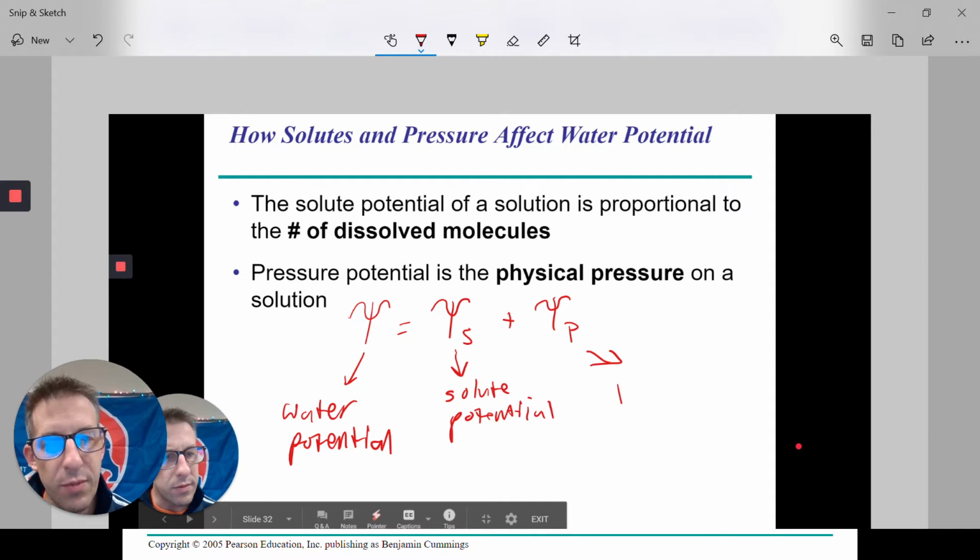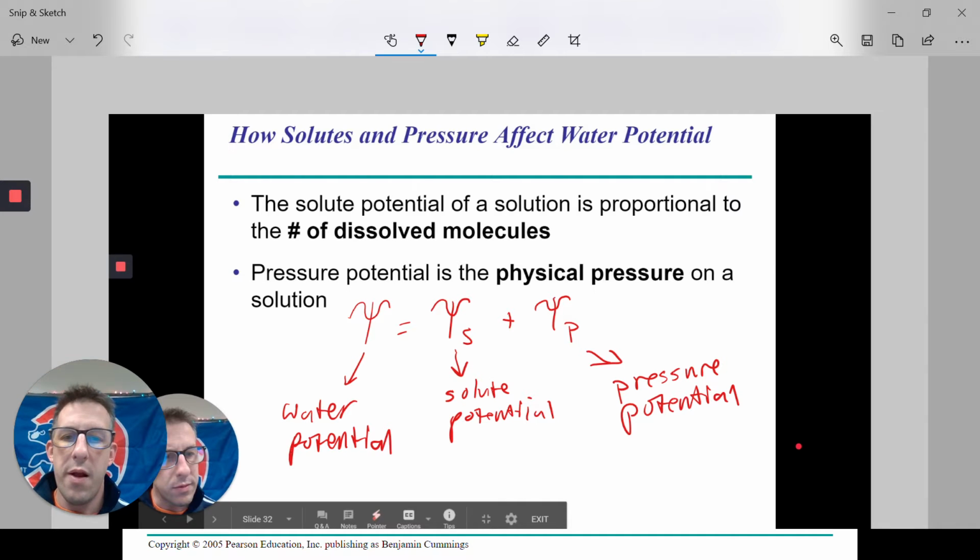And this symbol stands for pressure potential. Okay? So, you might be asking, how do we calculate this stuff? What goes into the calculation of these numbers? What do we have to plug into these symbols? Are we measuring something? That's what we're going to talk about right now, okay?